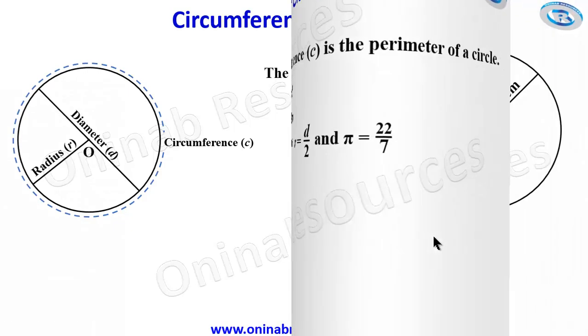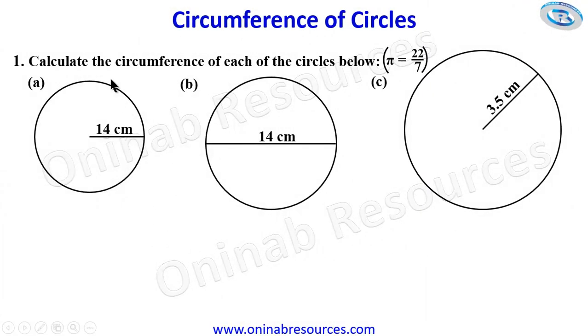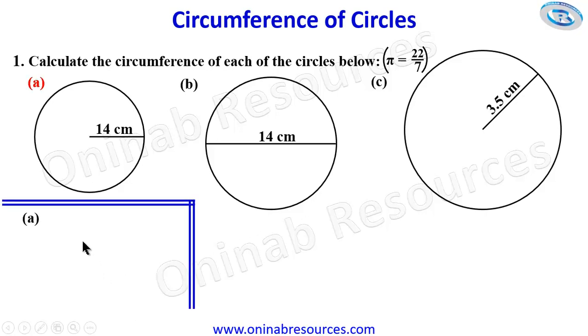So we go to the first problem. Problem 1. Calculate the circumference of each of the circles below. We have 3 circles. The first one is given with the radius, the second one the diameter, and the third one the radius. So we start with A.